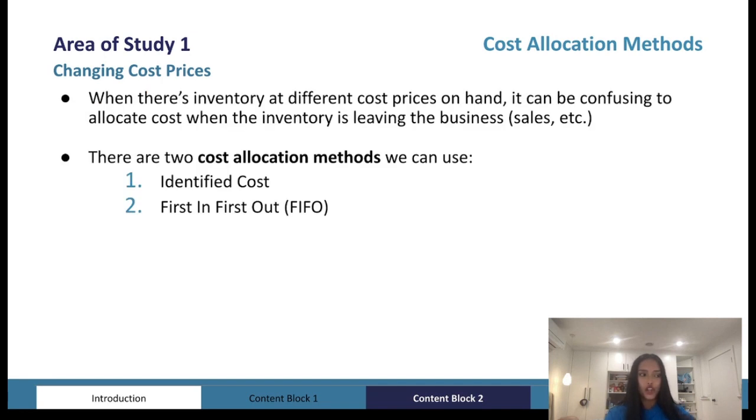Okay, so when cost prices are changing, there are two methods that we can use to allocate the cost of inventory leaving the business. The first one is identified cost, and the second one is first in, first out, or FIFO.